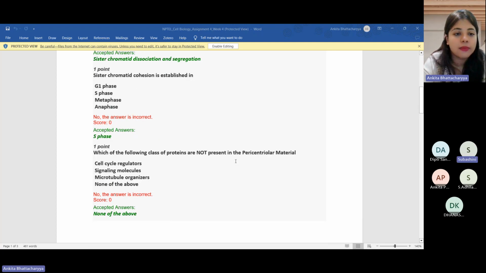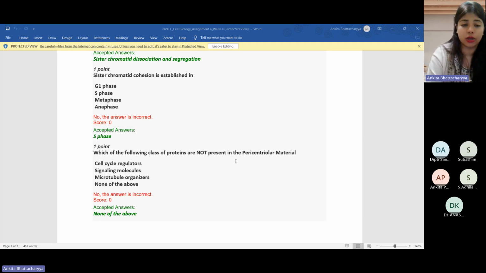Then comes: sister chromatid cohesion is established in which step? G1, S, metaphase, anaphase. If there is any lack of clarity, because this is not something that we have directly discussed, always go by elimination of incorrect options. If you see anaphase, of course, that is not where sister chromatid cohesion is occurring, because that is where segregation or separation or dissociation takes place. So that is certainly not the correct option.